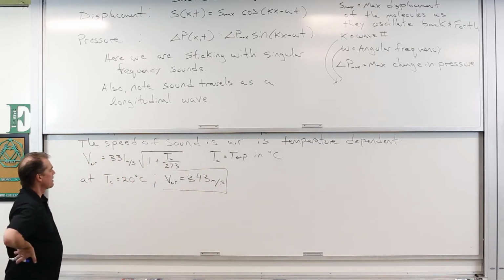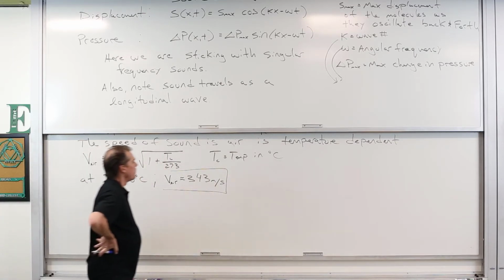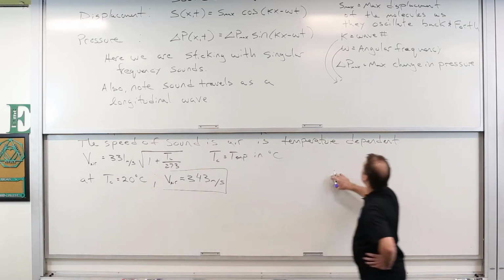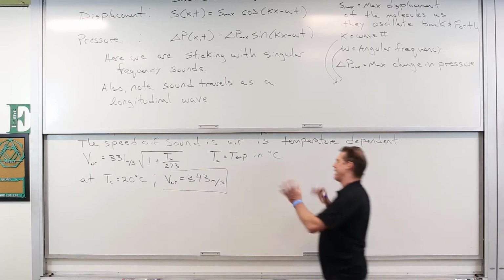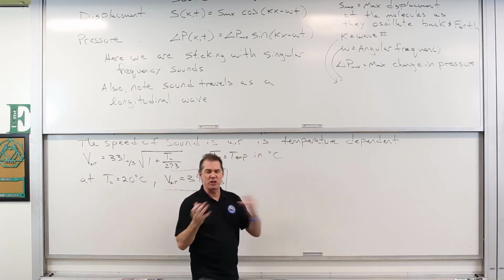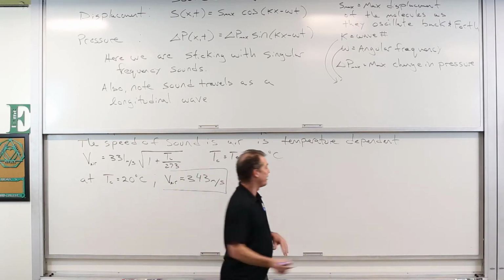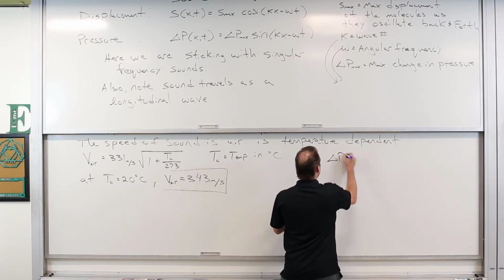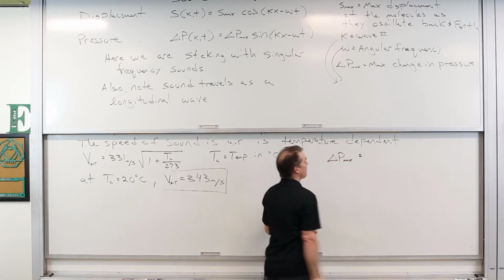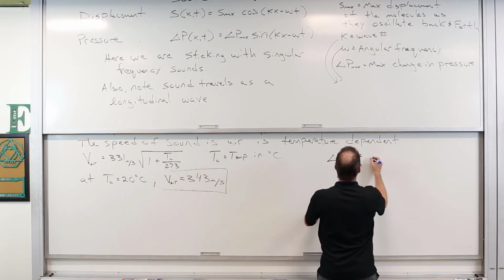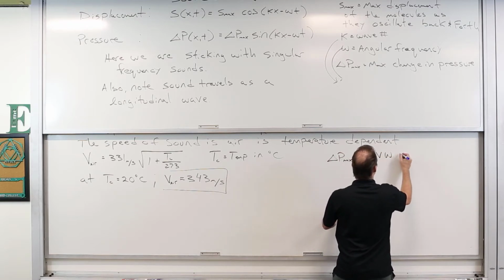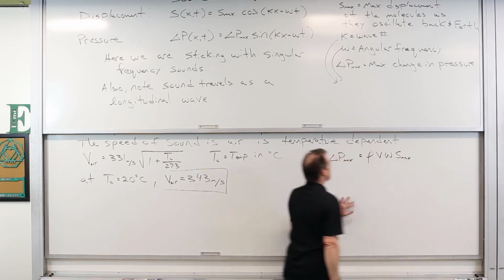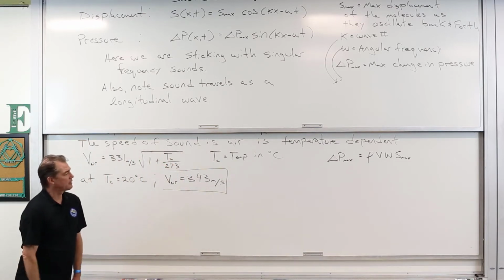So, what else can we do with this stuff? Well, one thing is we can make a correlation between the maximum change in pressure and the maximum displacement of air molecules. I'm not going to derive this, but it's just a nice expression to correlate the two because they are connected with one another. And that is that delta P max, the maximum change in pressure, is rho V omega S max.